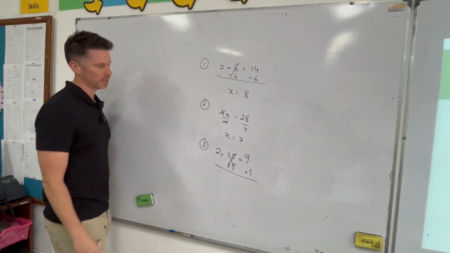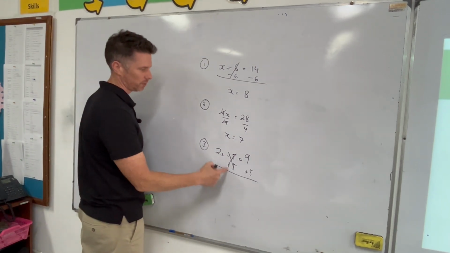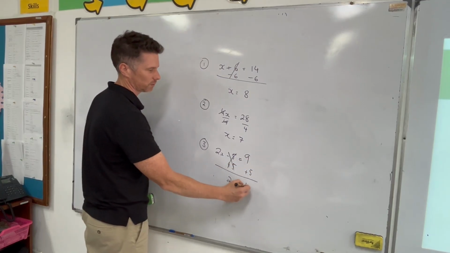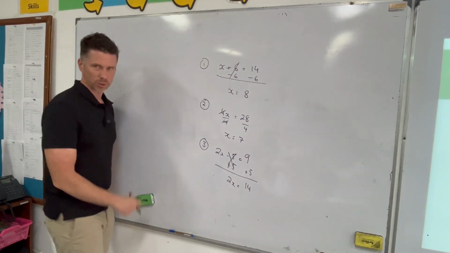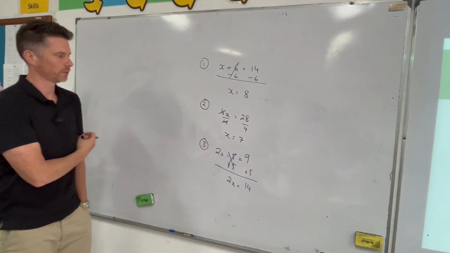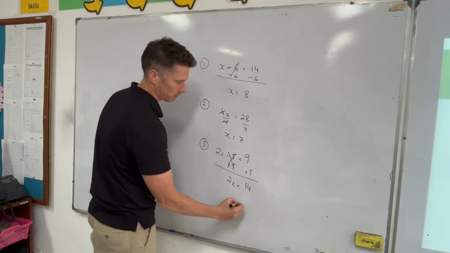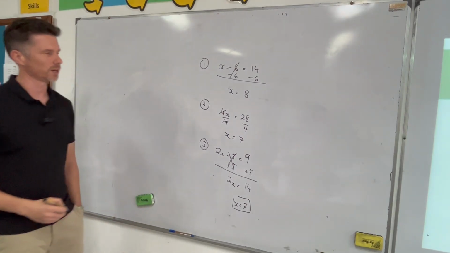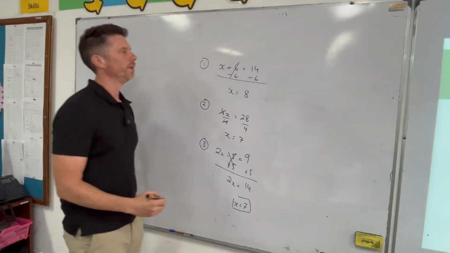This goes away. It cancels out to 0. 2x remains on the left-hand side of the equals. 9 plus 5 is 14. You probably could work it out at this stage. 2 times something is 14. Well, 2 times 7 is 14. So you can divide by 2 if you want, but maybe you're getting quicker at them at this stage.